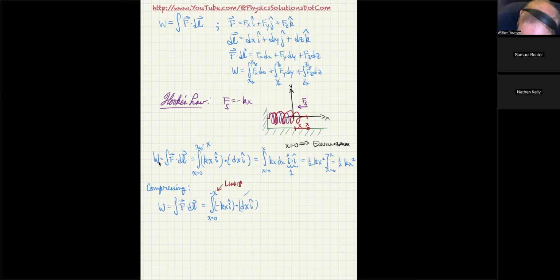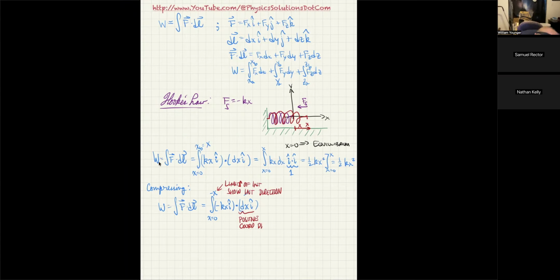So the limits of integration show the integration direction, and dl is in the positive coordinate direction, like that. And therefore, we get, in this case, negative kx. And this one's going to be a little funny because it's going to get a negative in there, because of the negative kx, but that's okay. I'm just trying to show you the process.